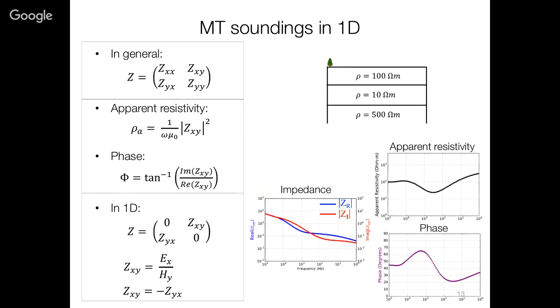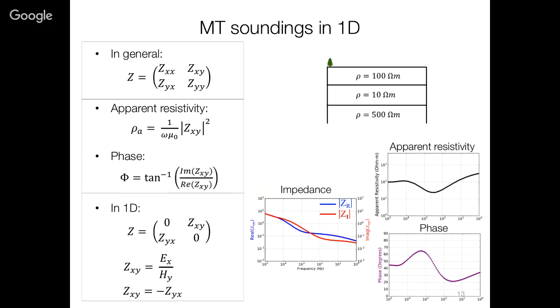So in 1D, our general equation is like this, but for 1D, the impedance tensor has just got off-diagonal elements, and they're actually equal to the same value. So things become very simple. So suppose that we have a layered Earth, 100 ohm meters, 10 ohm meters, and 500 ohm meters. Then the apparent resistivity, which depends upon the frequency that you're working with, can be evaluated in this manner.